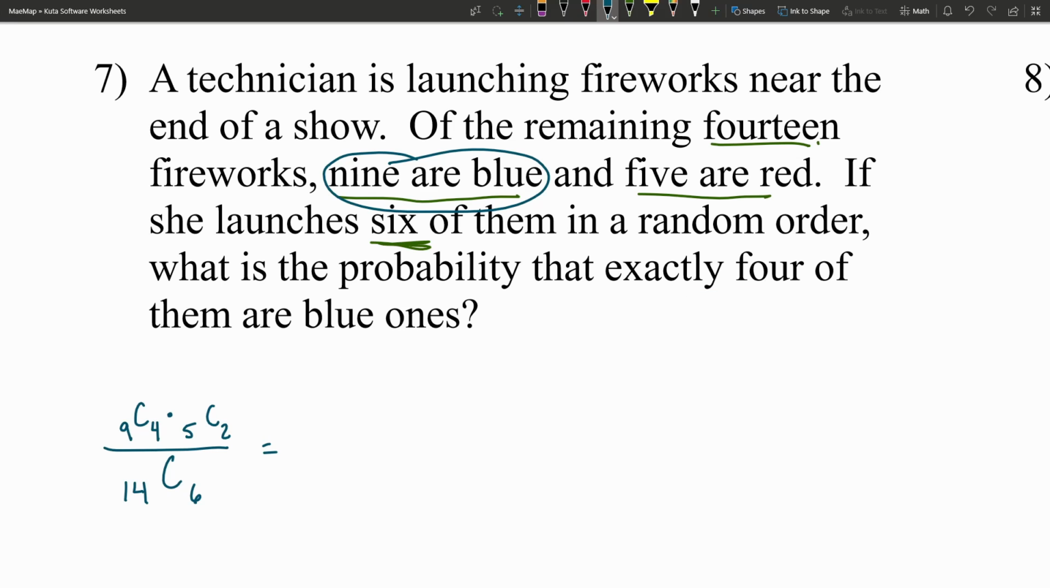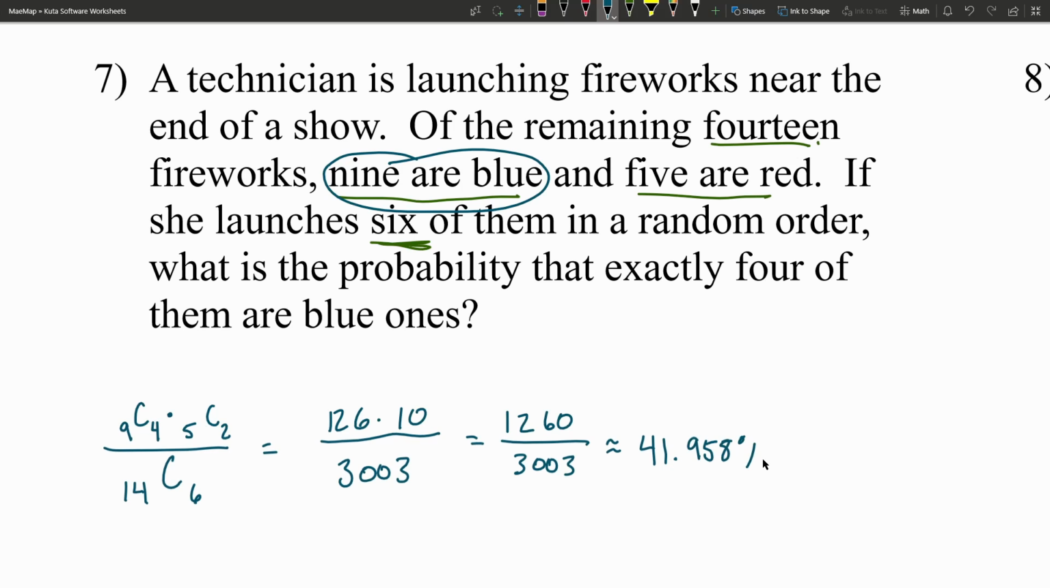So calculating this out, 9 choose 4 is going to be 126, and that's going to get multiplied by 5 choose 2, which is 10, and that's all over 14 choose 6, which is 3,003. 126 times 10 equals 1,260, and that's all over 3,003. And when we divide that out, we're going to get approximately 41.958%. So the technician has a 41.958% chance of choosing exactly 4 blue.